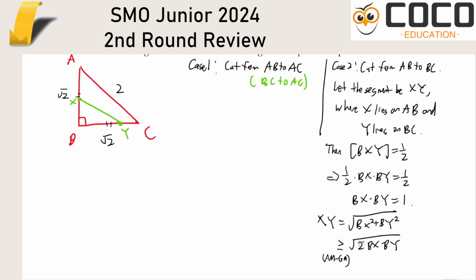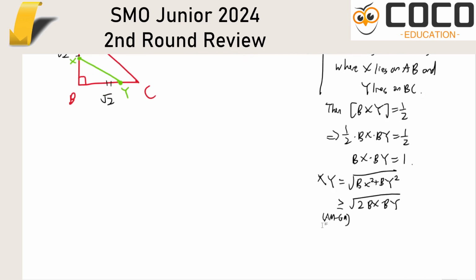Two variable AM-GM, however, is the same as completing the square, because x squared plus y squared greater than or equal to 2xy is just (x minus y) squared greater than or equal to 0. So if you just wrote this down without stating AM-GM, I think you'll be fine. If you just said by completing the square or something else, you are also fine. Okay, so this is the minimum for case 2, when bx and by are both 1.